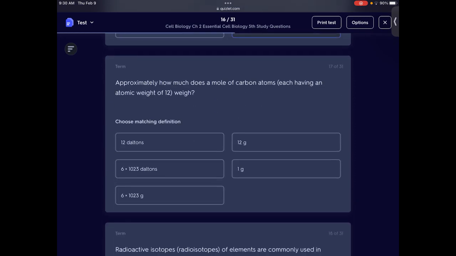Approximately how much does a mole of carbon atoms weigh? Okay, so 12 grams, because that's the molar ratio, the molar weight.